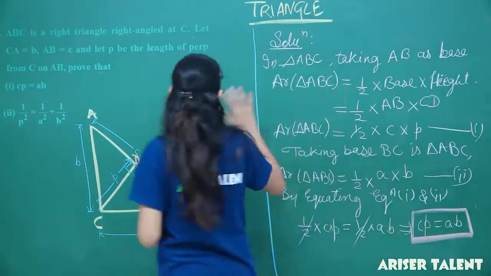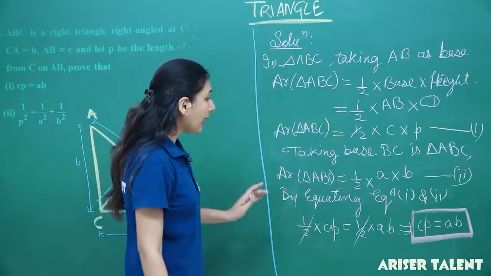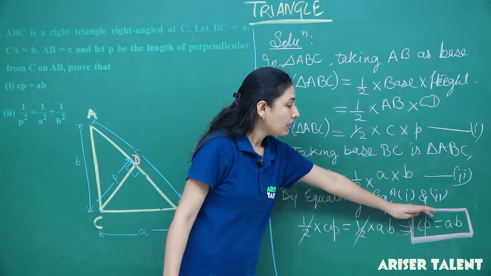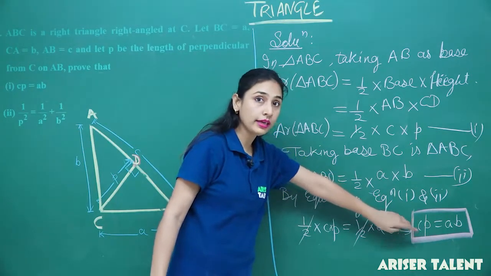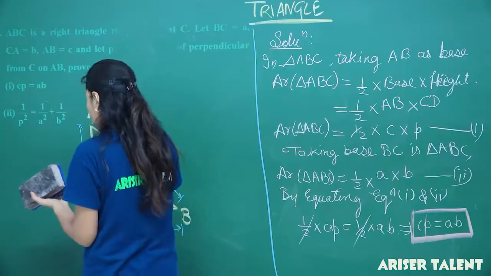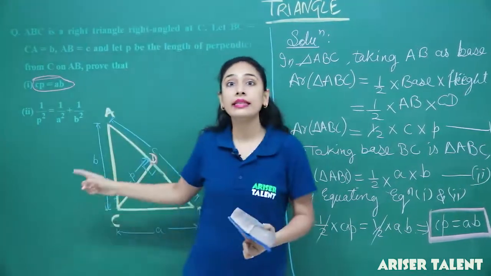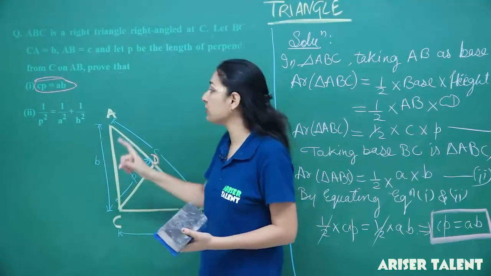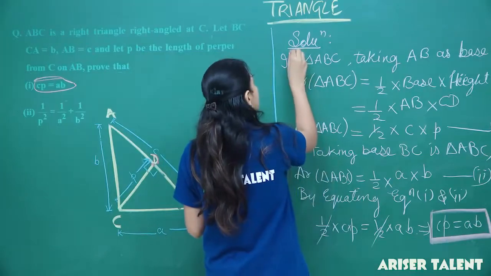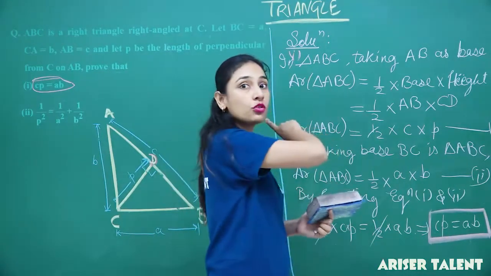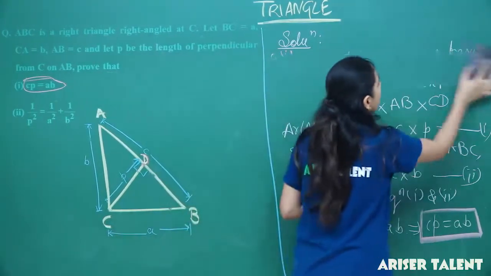Okay, students, I hope you have noted. So, I am rubbing this and leaving this, assuming that we have proved it. It's written here. So, now I can use this in our next equation. To prove the next equation, we can use this equation. So, this was for the first one, CP equals AB. Now we'll be doing the second part here.